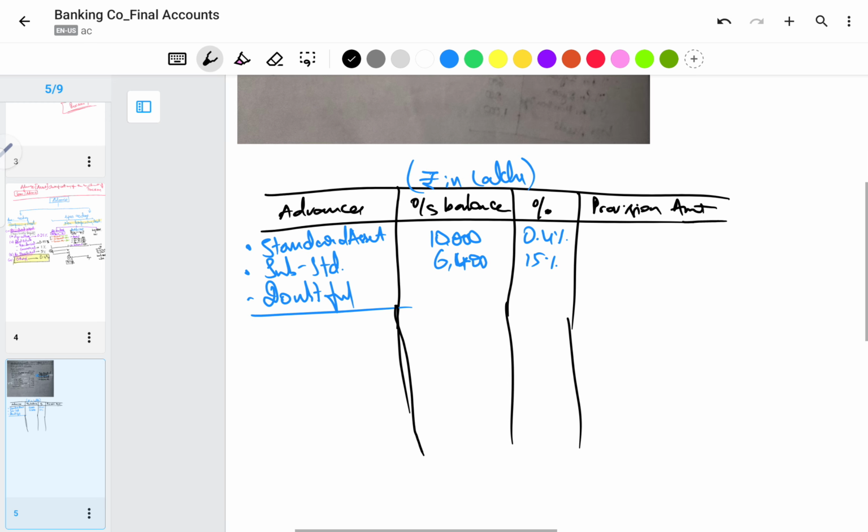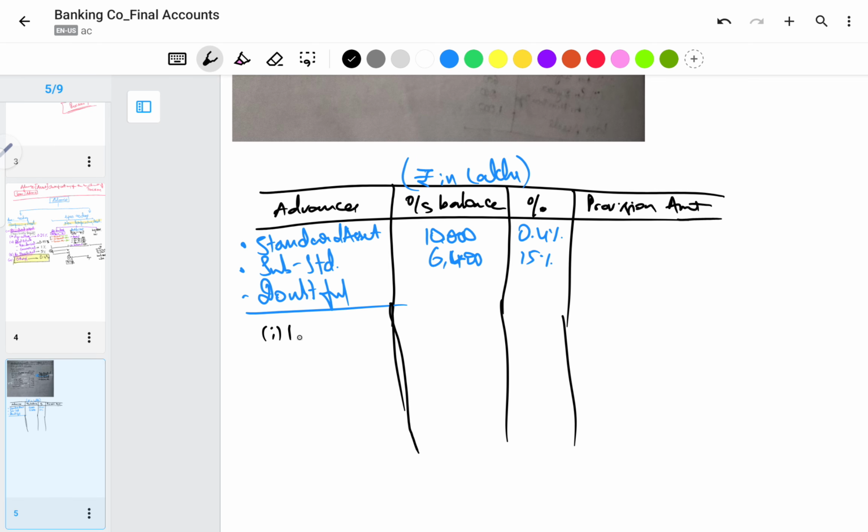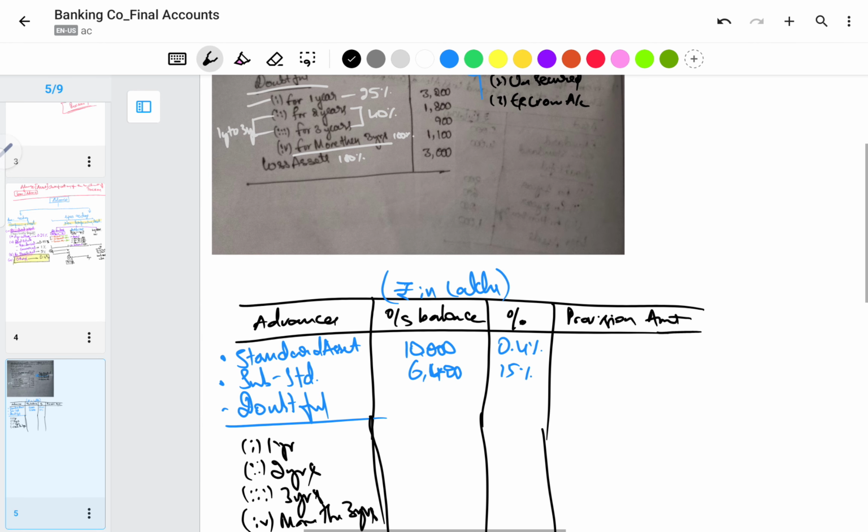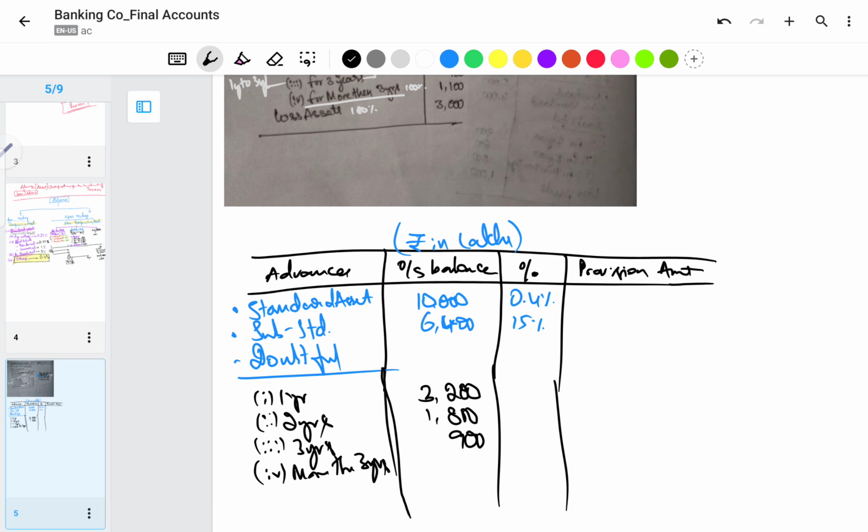Here, what is the first category? For 1 year. The second category is for 2 years. The third category is for 3 years. And the fourth one is more than 3 years. Here, the outstanding balance is 3,200, 1,800. For 3 years, 900. For more than 3 years, 1,100.